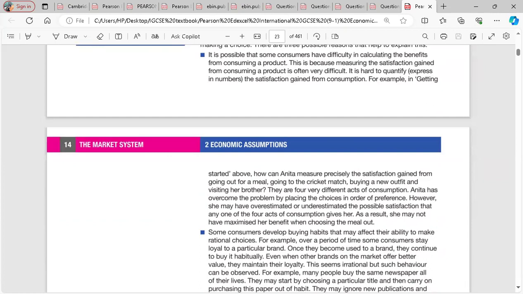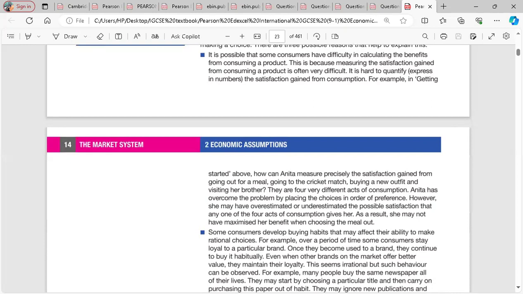One, it is possible that some consumers have difficulty in calculating the benefit from consuming a product. So if it's difficult for us to quantify the benefits, happiness is not quantifiable. You cannot measure happiness. It's a state. It's a state in the mindset, which cannot be measurable. So because we cannot measure how happy we are, then it becomes difficult to maximize our satisfaction or benefit from it. Oh, he is happy, she is happy.